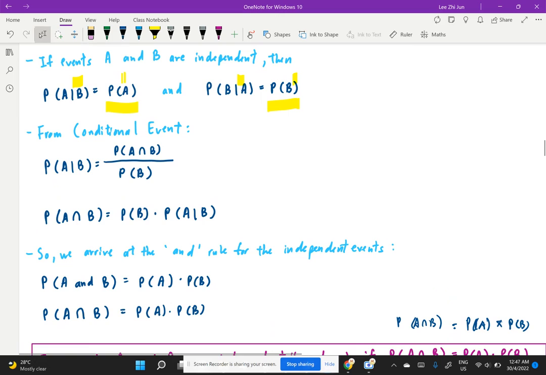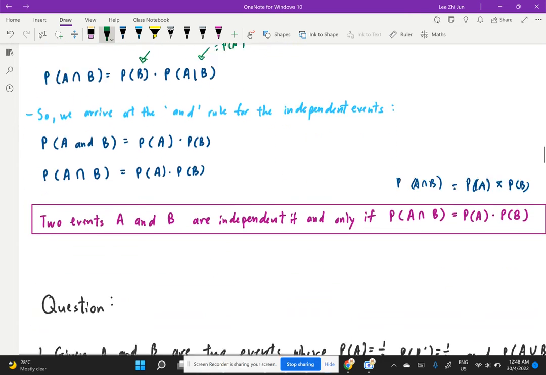As you can see, right? This P(A|B) is also the same as P(A). So it can be written as P(B) times P(A) also. So this is the mutually independent.